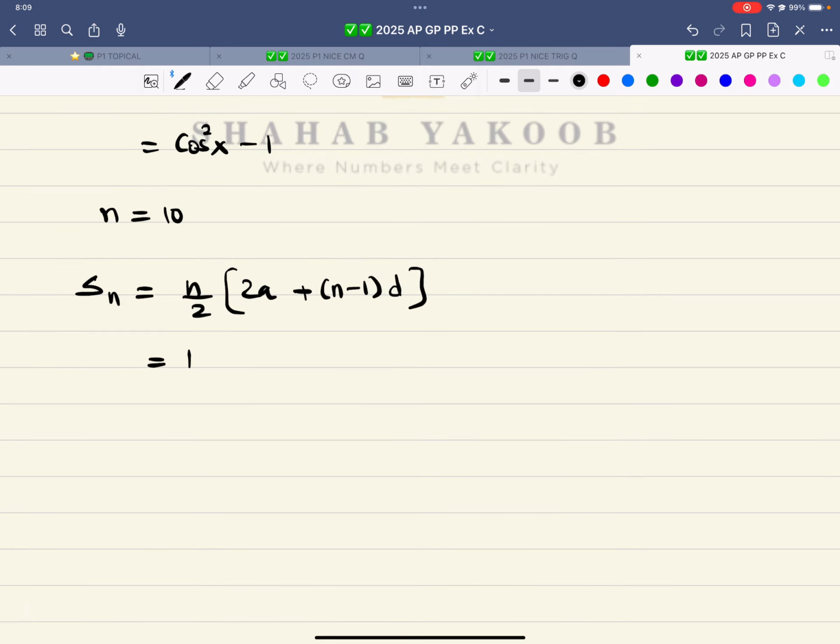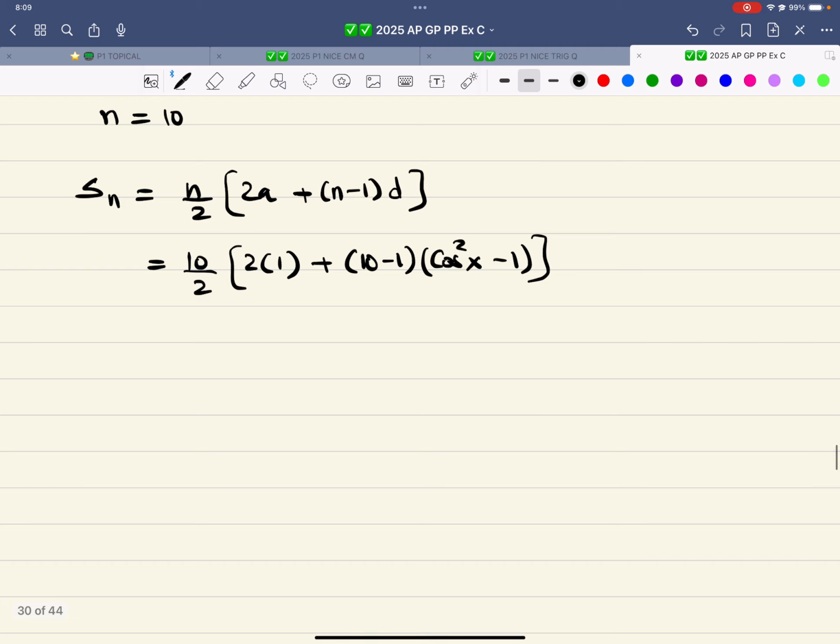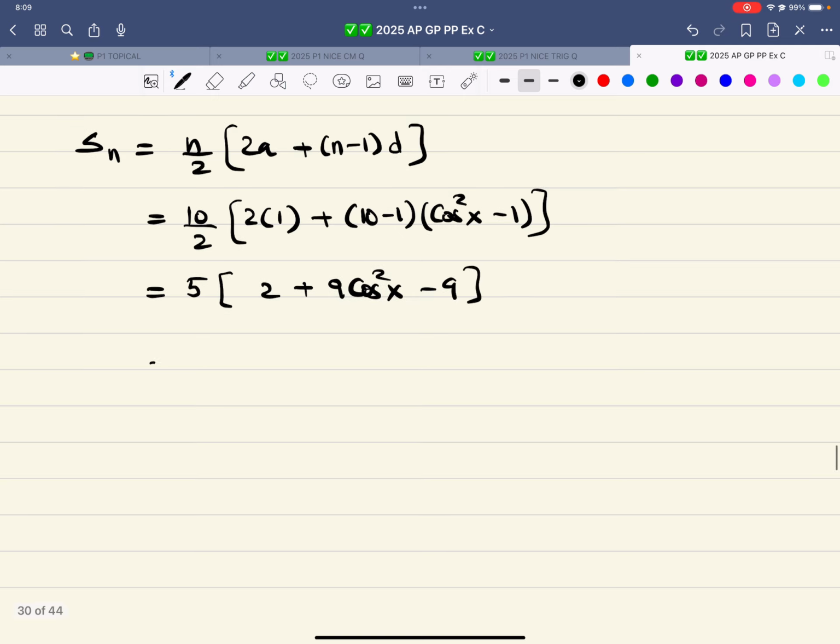So this is 10 divided by 2, 2 into 1, n minus 1 is 10 minus 1 into d, which is cos square x minus 1. Let's simplify it further. This is 5, this is 2, this is 10 minus 1, that is 9. So 9 cos square x minus 9. And therefore this is 5, this is 9 cos square x minus 9 plus 2, which is negative 7.